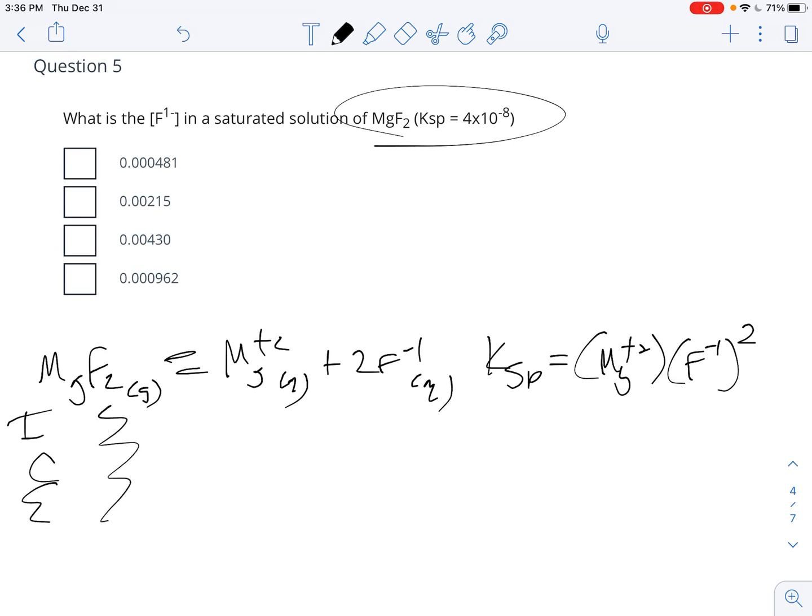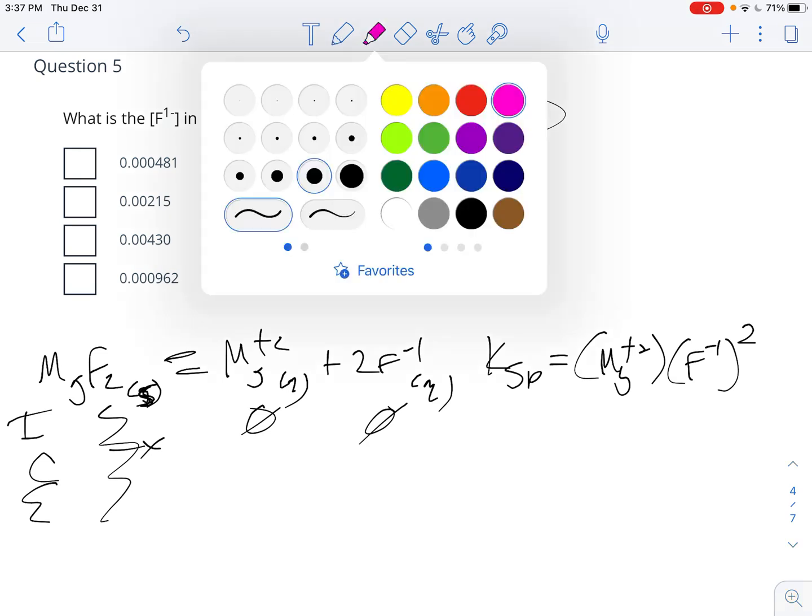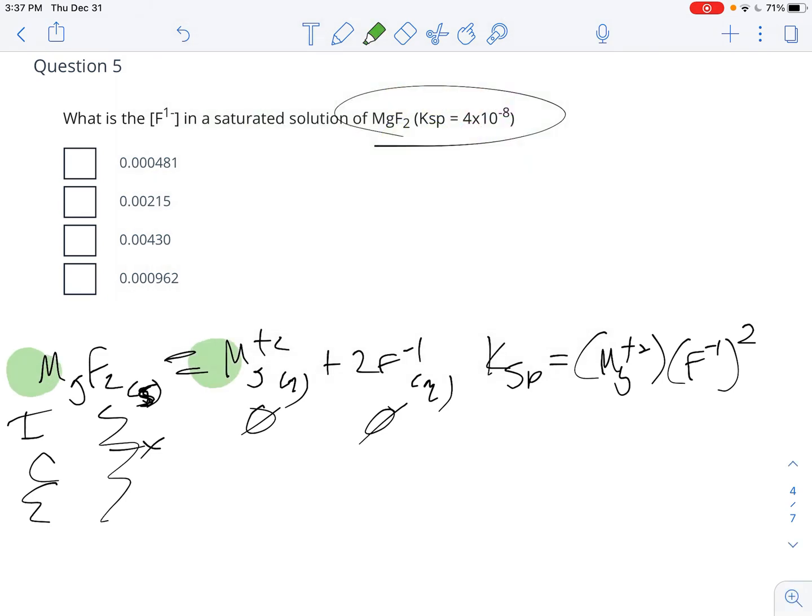I've got an I, a C, and an E. We really don't care about that because it's a solid, and it didn't say anything about starting with any of those, so that's fine. It's clearly not at equilibrium, so it's got to go over here to the right. How much? I don't know. That's X, but again, we kind of don't care about it because it's a solid, but it does have to happen.